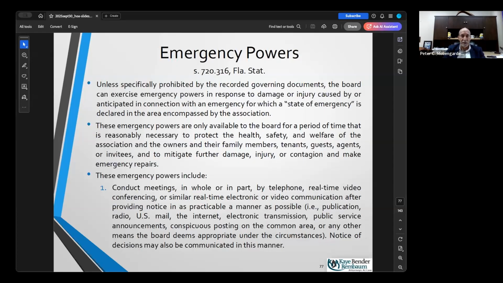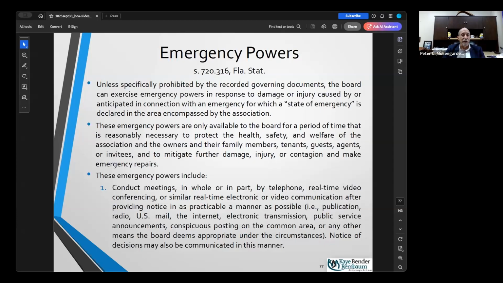So this is 720.316, which is emergency powers. Unless specifically prohibited by your recorded documents, you can exercise emergency powers in response to damage or injury caused by or anticipated in connection with an emergency for which a state of emergency is declared in the area encompassed by the association. So for us down here, usually that's when the governor declares a state of emergency for, let's say, a hurricane. So if where your HOA is, the governor declares a state of emergency for that area, then you can exercise these powers.